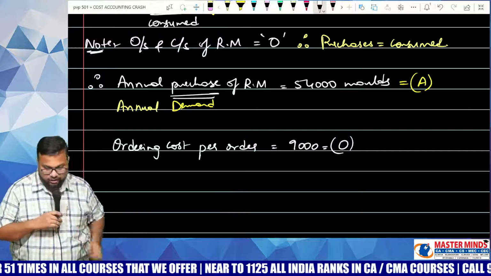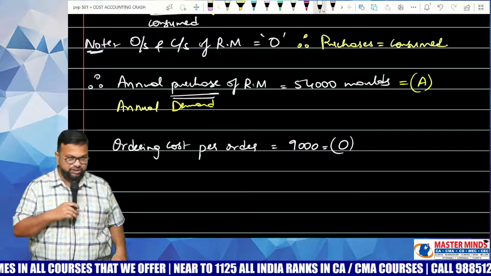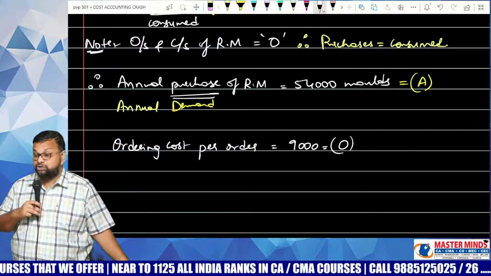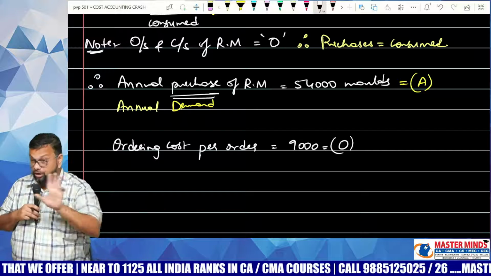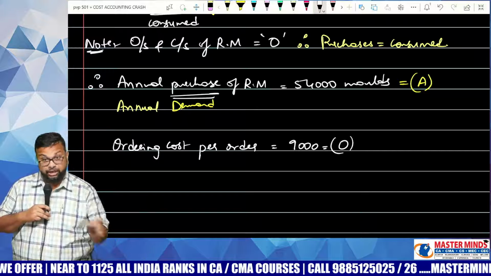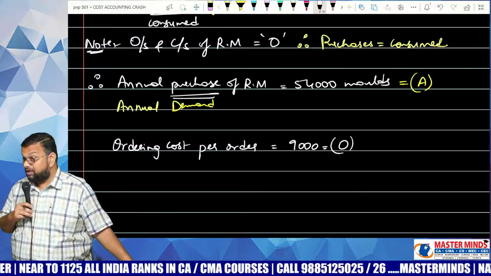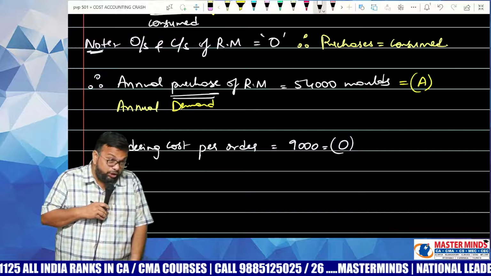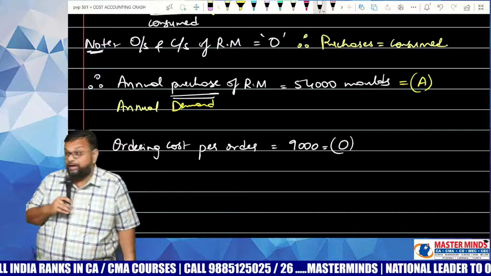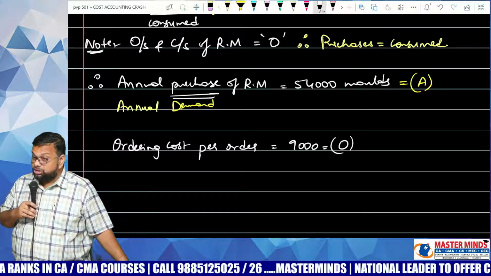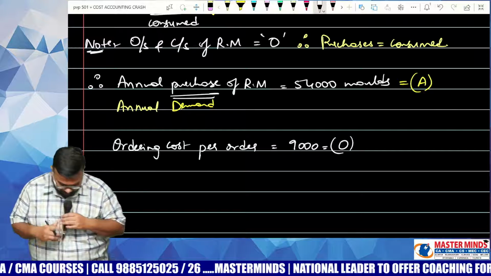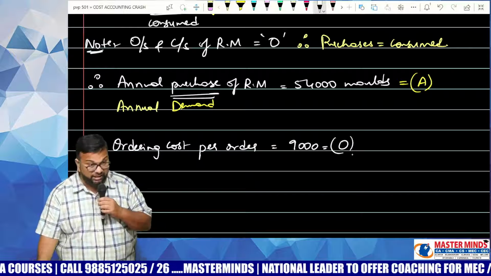Ordering cost per order is 9,000 rupees. That means for each order, you will incur 9,000 rupees. It does not matter how many units you are ordering in that order. You may order 1 unit, you may order 10 units, you may order 100 units. But the cost of placing an order is how much? 9,000 rupees. That is represented with the letter O.